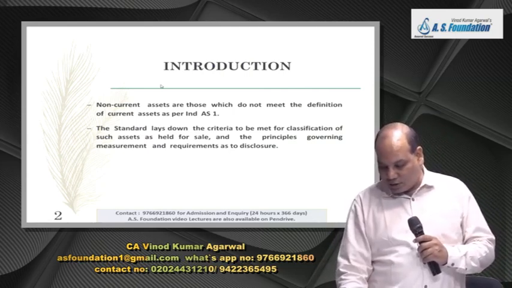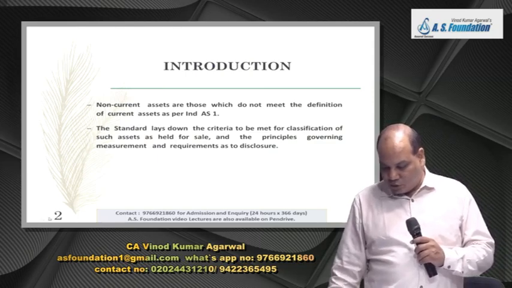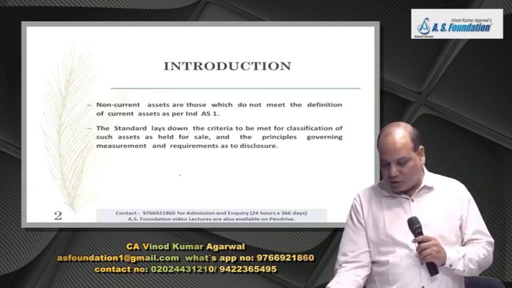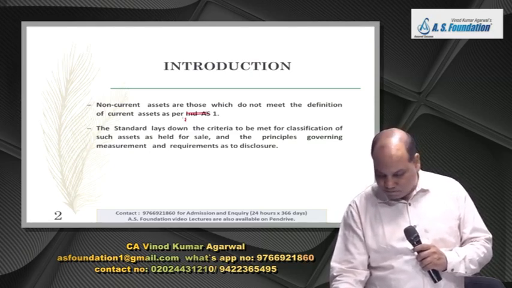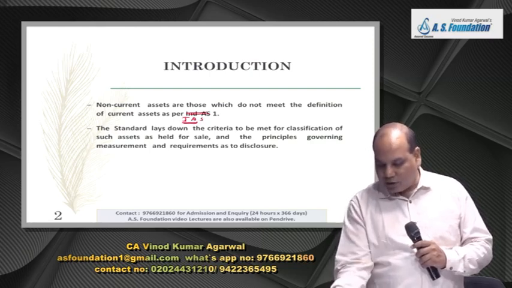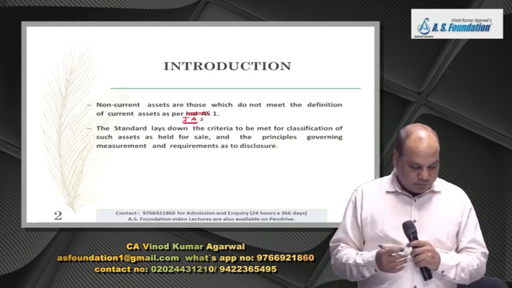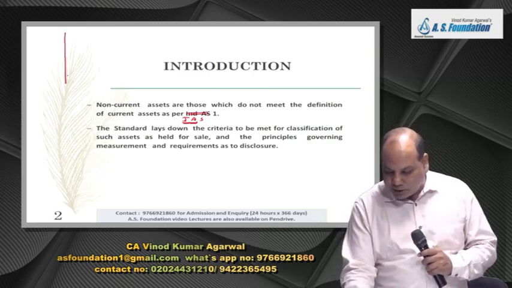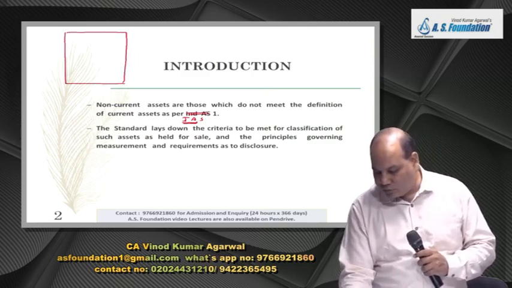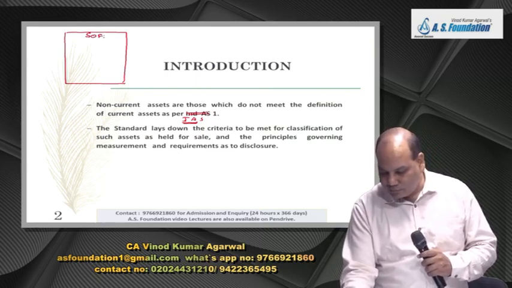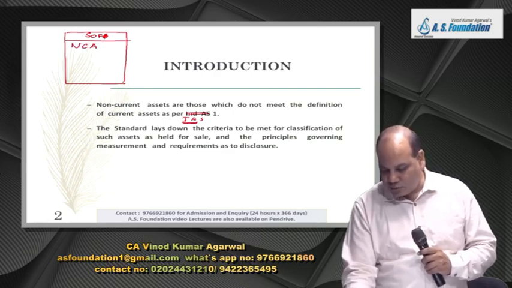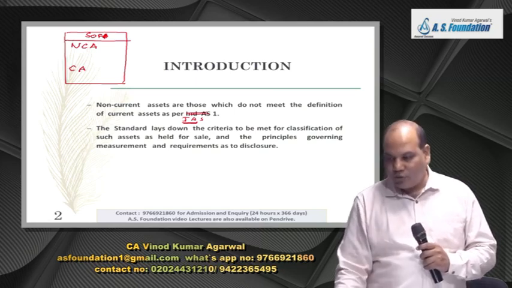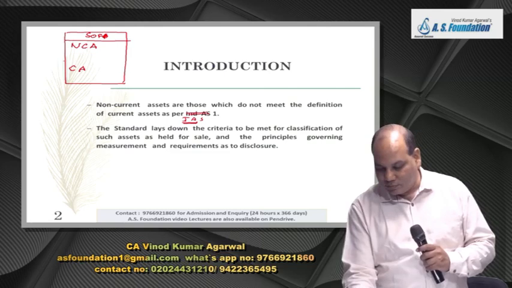What are non-current asset? Are those which do not meet the definition of current asset as per IAS 1. Okay. What is current asset, which we will discuss a little later? This is the balance sheet, or what we will call SOFP, statement of financial position. Asset side has two items: non-current asset and current asset.